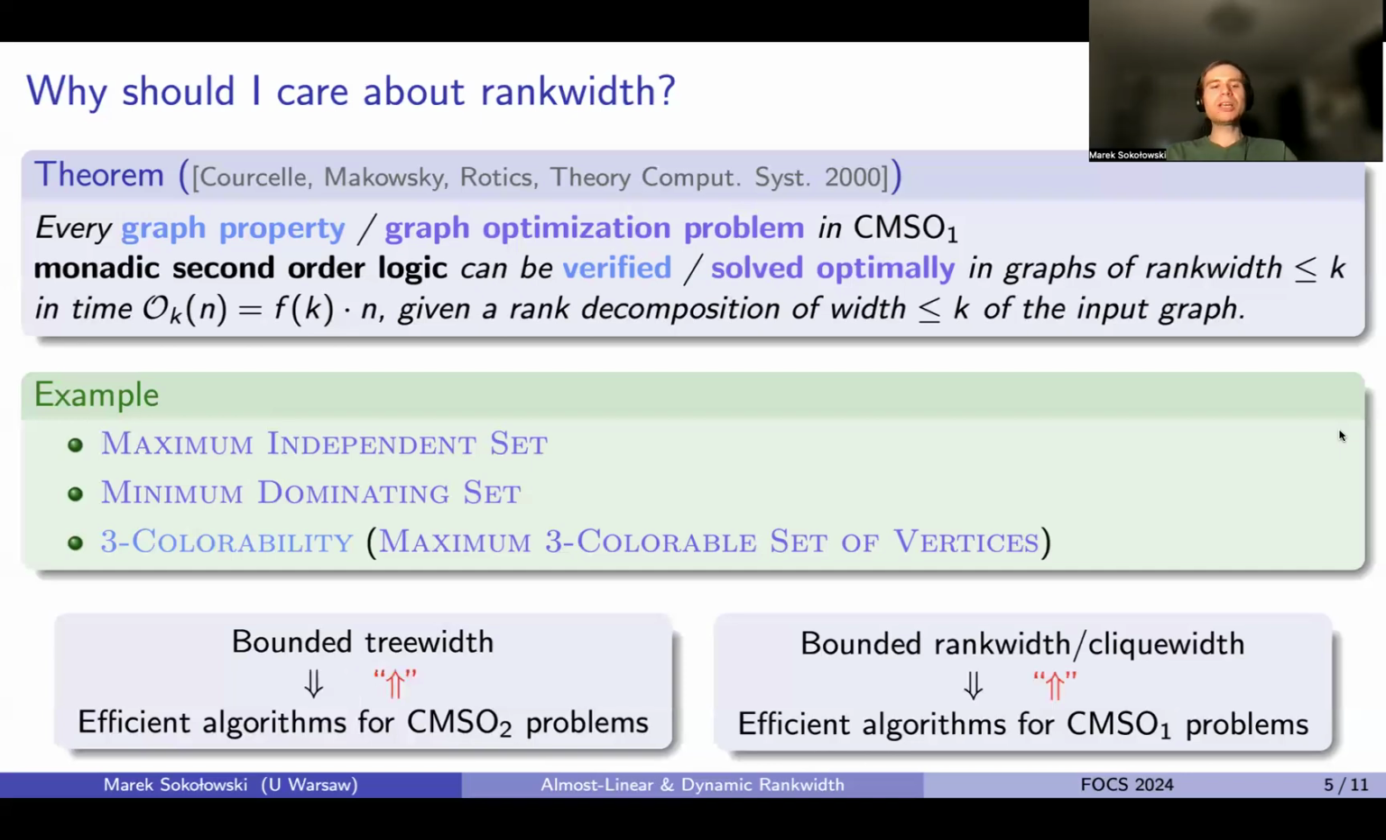And it turns out we have, in some sense, converse implications. Without getting into details and very technical stuff, I would just roughly say that bounded treewidth is a kind of a boundary of tractability for problems expressible in CMSO2 logic. And similarly, bounded rank width and clique width is the kind of boundary of tractability for problems expressible in CMSO1 logic.